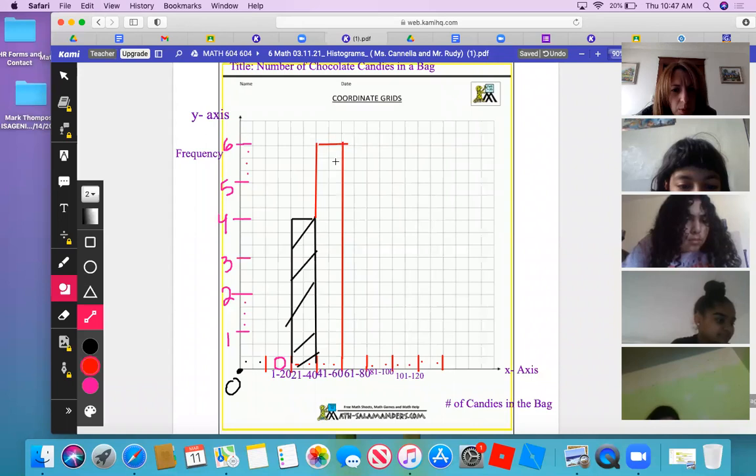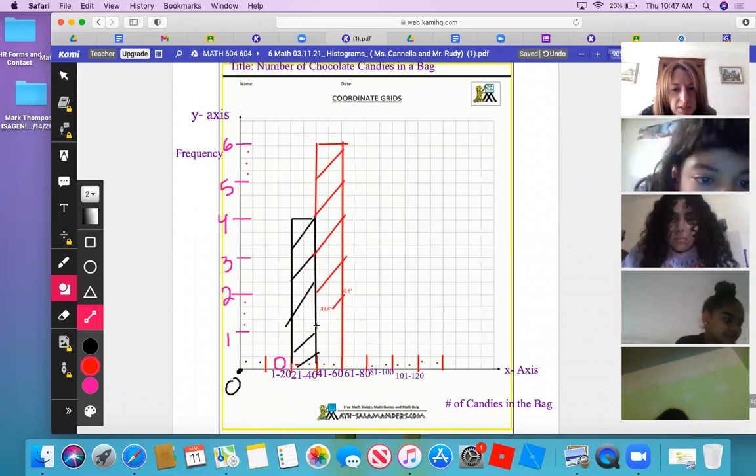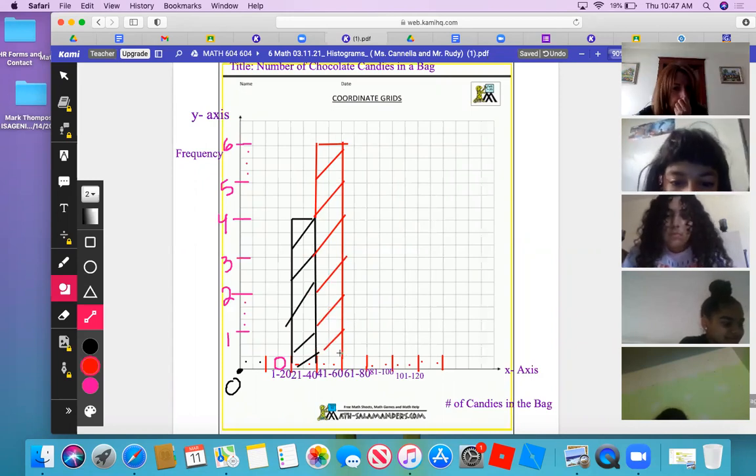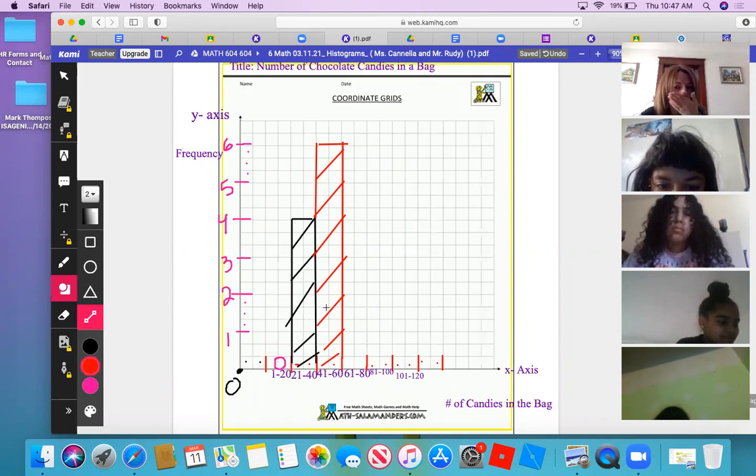Anyone have any questions on what we're doing? I mean, this is pretty straightforward. We've seen something like this, but I want you guys to understand. You see how in histograms the bars are connected. They're not separated. This is a histogram. When there's a gap, it's a bar graph, okay?